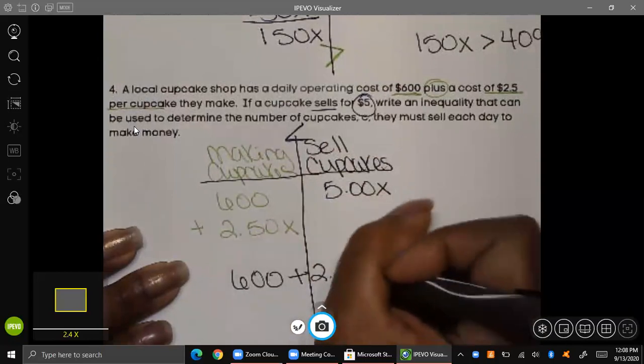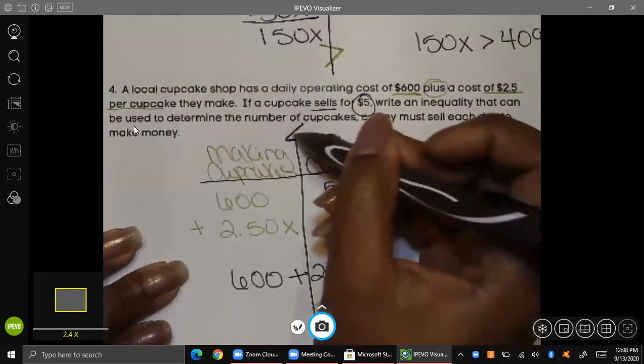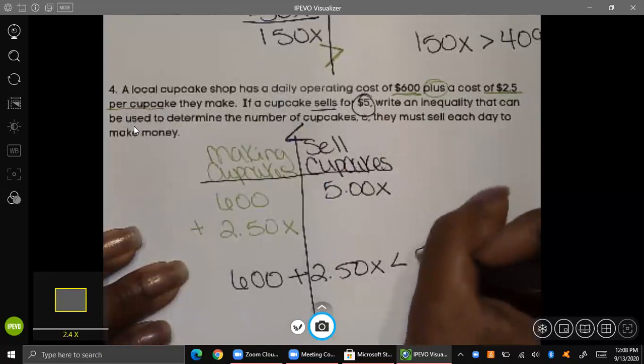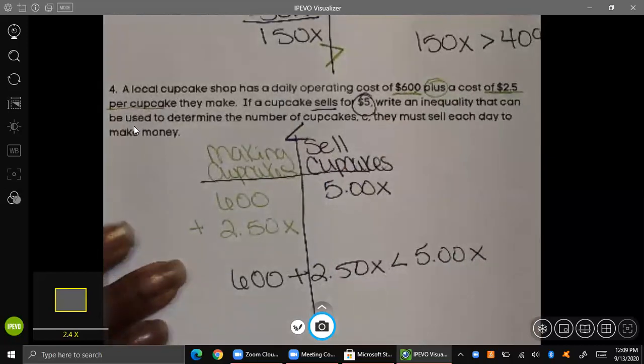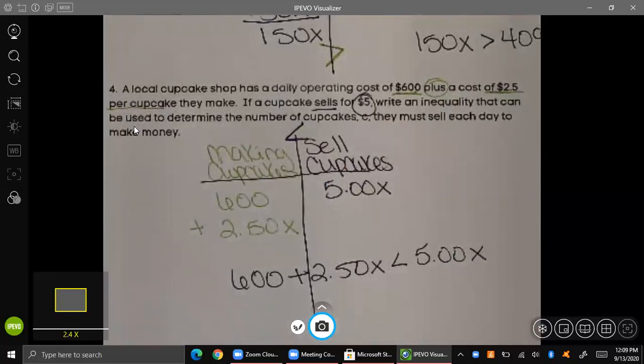So now to write that out, we have 600 plus 2.50x is less than 5x. Okay? Now you're going to go on to your next assignment, which is an independent practice.